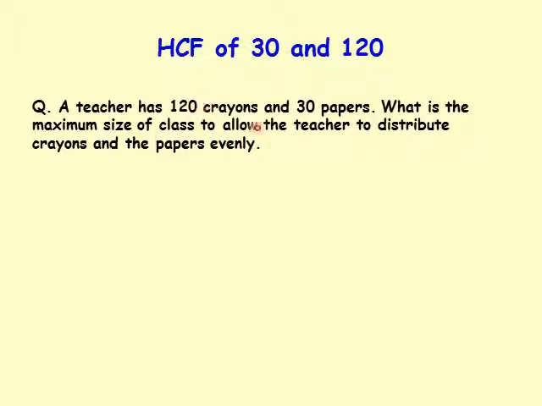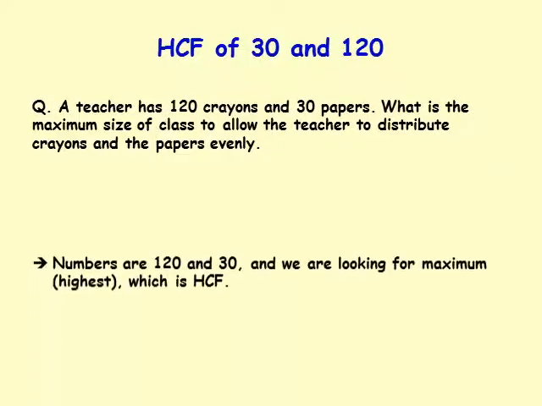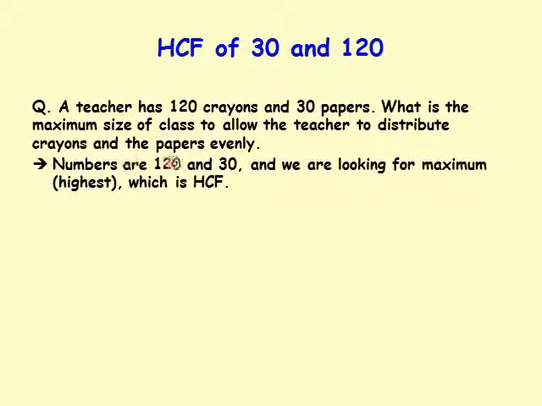So there are 120 crayons and 30 papers. We're trying to find the largest size of the class such that the teacher can distribute crayons and papers evenly. The two numbers are 120 and 30. We're looking for the maximum, the highest, which is the HCF. Do you notice any common factor?